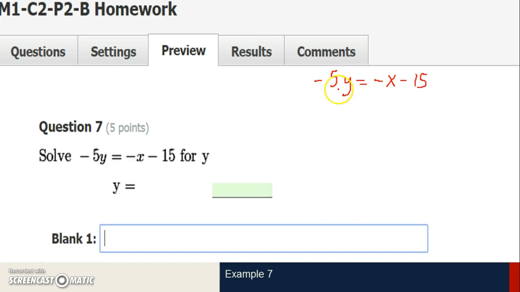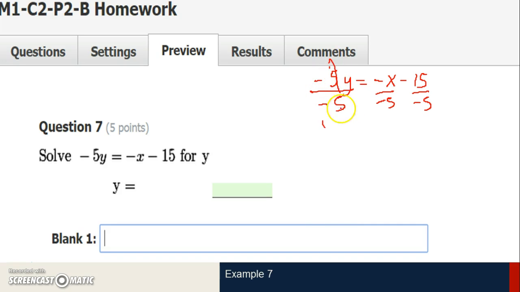Here I have negative 5y equals negative x minus 15, and I'm solving for y, so I've got to get rid of this negative 5 since I know these are connected through multiplication. I'm going to divide because that's the inverse, and I want to divide by negative 5 so I can eliminate this negative 5. Do the same thing, and I'm going to write it like this time because I know already that I'm going to be able to simplify one of these two terms when I divide it by negative 5.